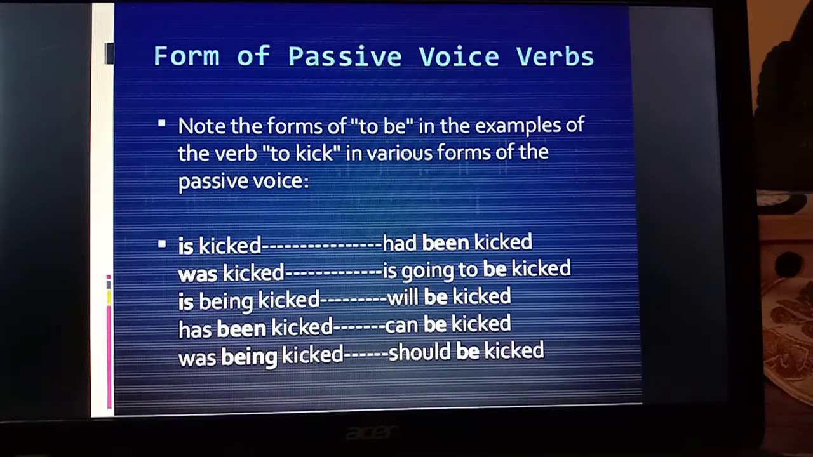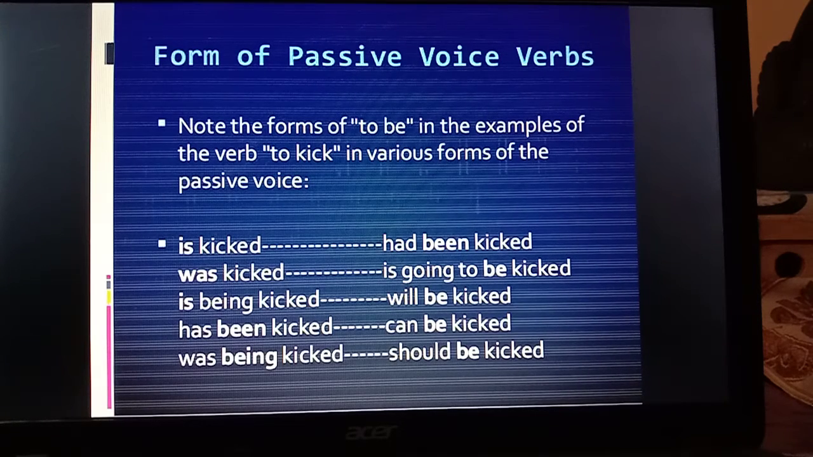Form of passive voice verbs. Note the forms of to be in the examples of the verb to kick in various forms of the passive voice. Is kicked, was kicked, is being kicked, has been kicked, was being kicked, had been kicked, is going to be kicked, will be kicked, can be kicked, should be kicked. So here you can see is, was, is, been, being, been, be. All these are the forms of the be verb.